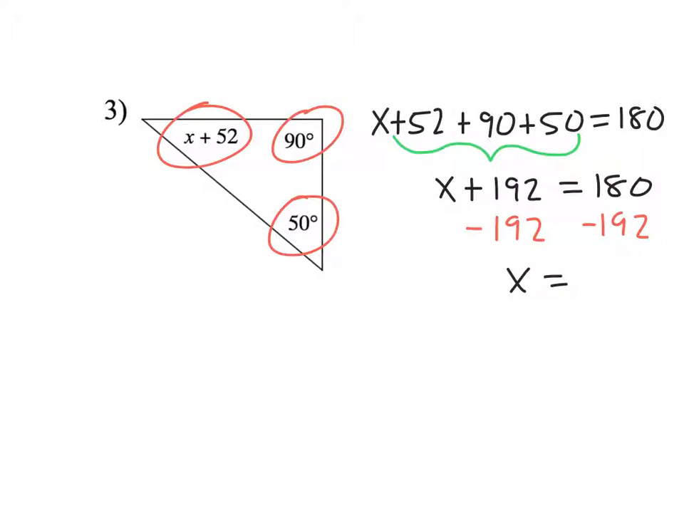So 180 minus 192 is going to give us a negative 12. Please remember, it is okay to have negative answers when solving for variables, because if we plug negative 12 back into here, we end up getting the answer of 40. And there is nothing wrong with having a 40-degree angle.